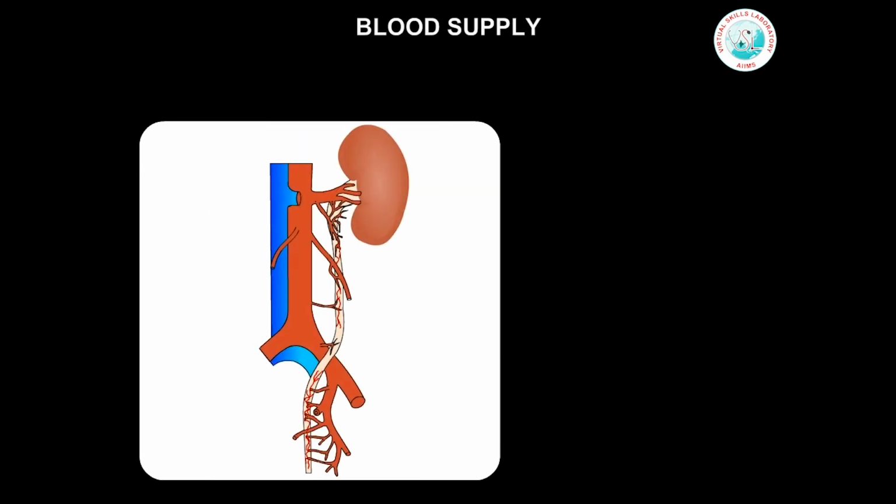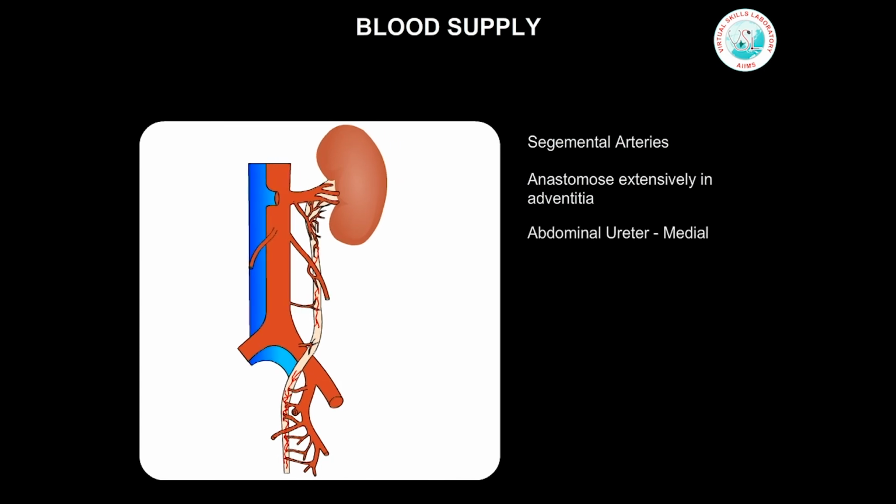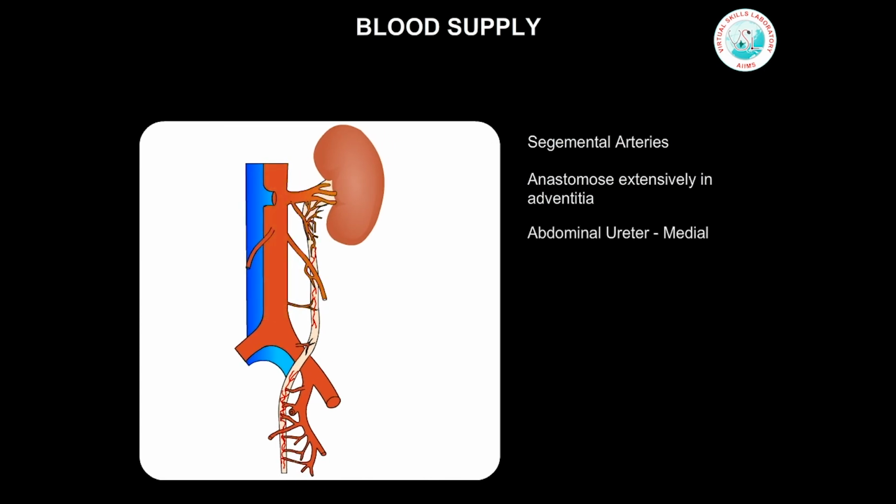The ureter receives blood from segmental arteries that run longitudinally and extensively anastomose in its adventitia. The upper or the abdominal ureter receives its arterial supply on medial aspect constituted by branches from the renal artery, gonadal artery and the abdominal aorta. The middle part receives blood supply from common iliac arteries.